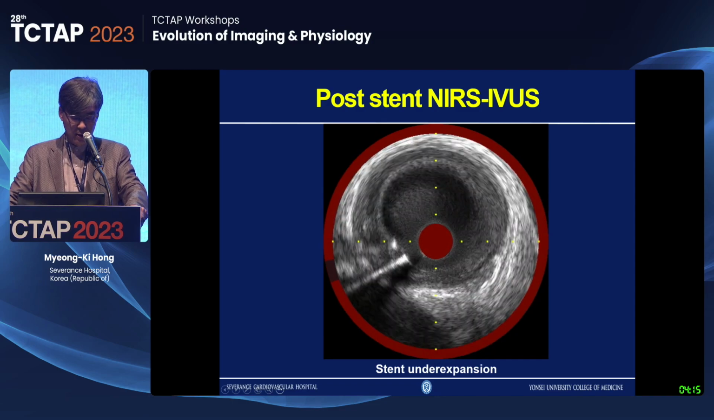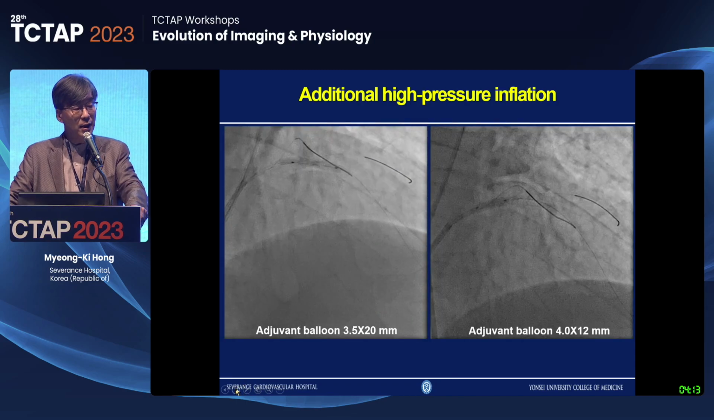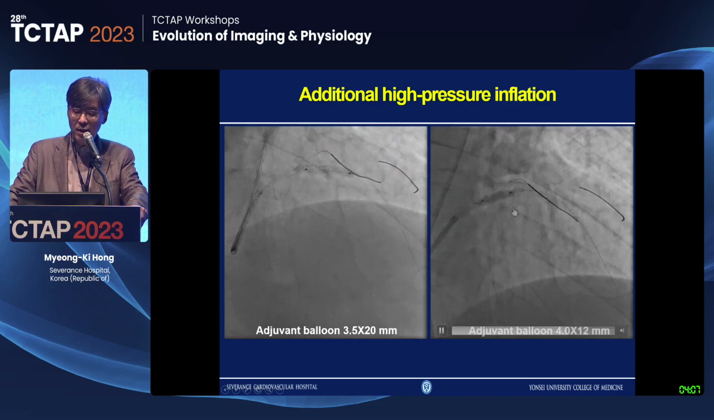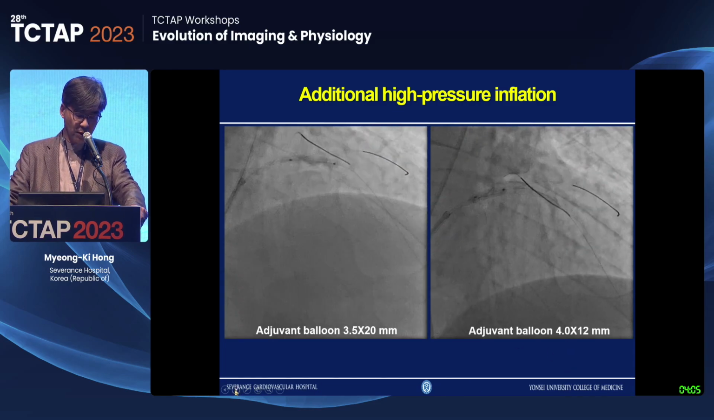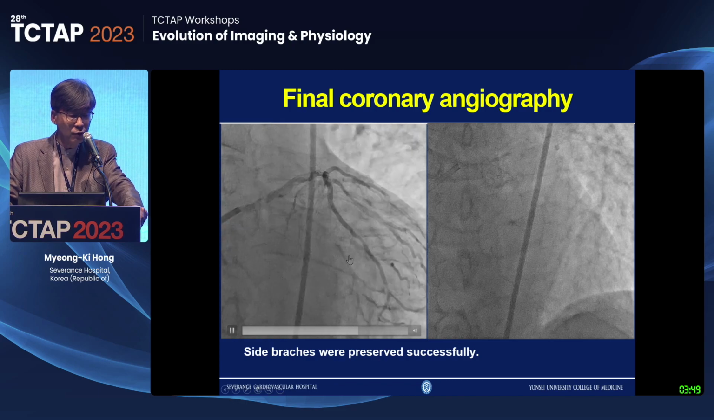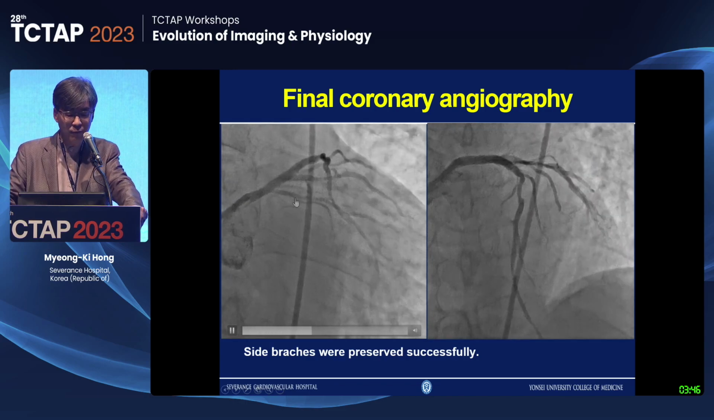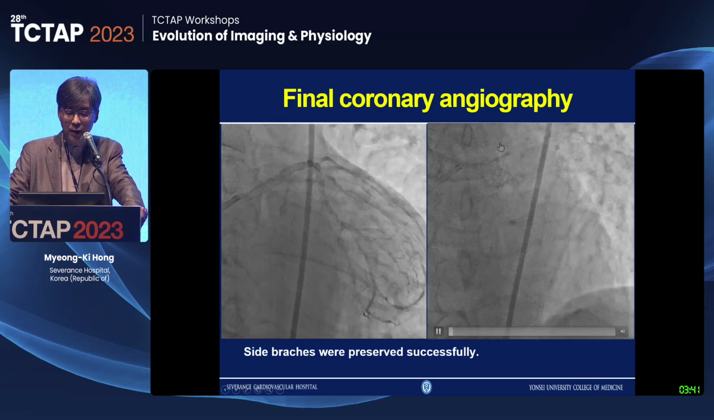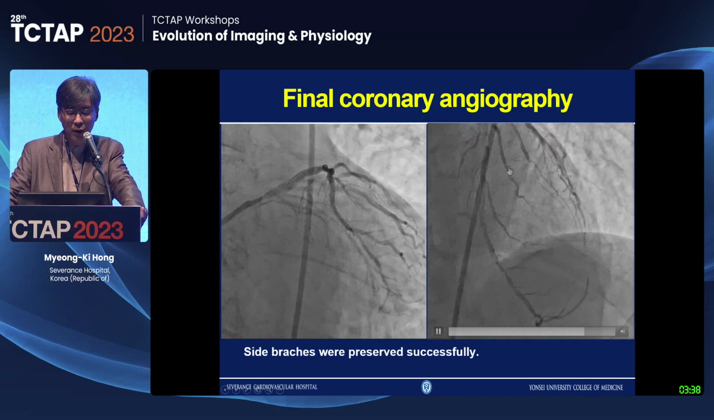So based on the IVUS run, I decided on more high-pressure balloon dilation, 3.5, and the distal left main was 4.0, the adjunctive high-pressure balloon. And this is the post-stent, post-high-pressure balloon IVUS image run. The stent strut was well opposed and the stent was well expanded. And then this is the final angiogram. Fortunately, the major side branch vessel was spared and the stent was well expanded.